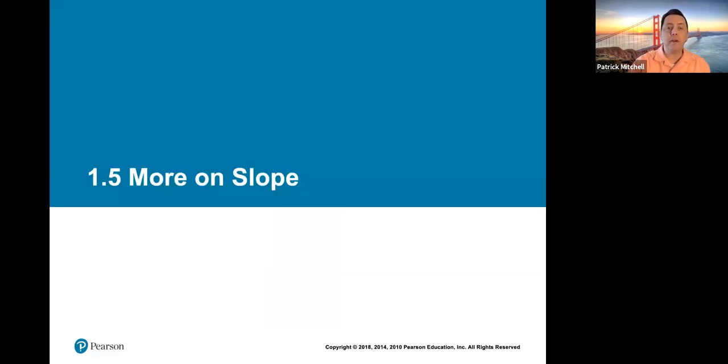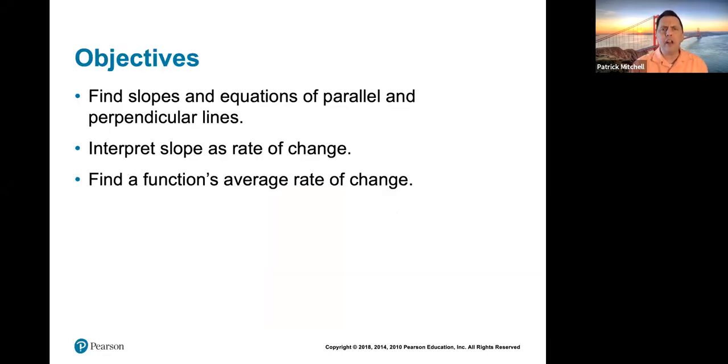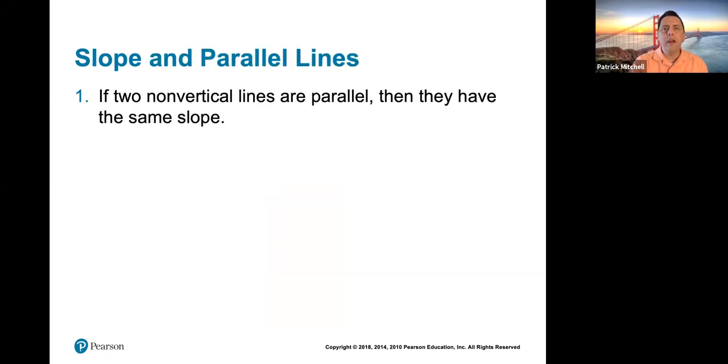Today, we're going to talk about Section 1.5, which is more on slope. A lot of this section, or maybe I should say some of it, will definitely be review. We're going to talk about finding slopes and equations of parallel and perpendicular lines, interpreting slope as a rate of change, and finding a function's average rate of change. So this is the part that I think is probably review.